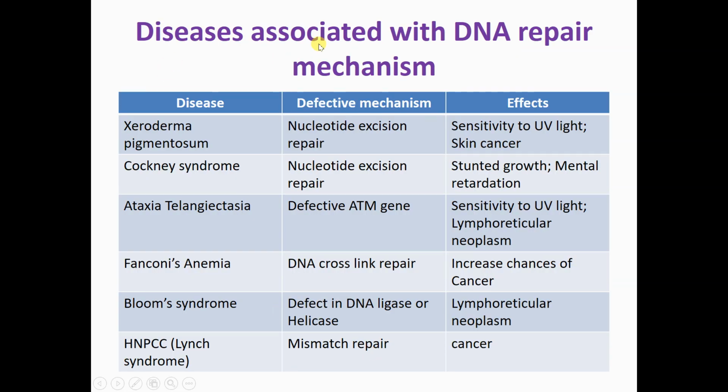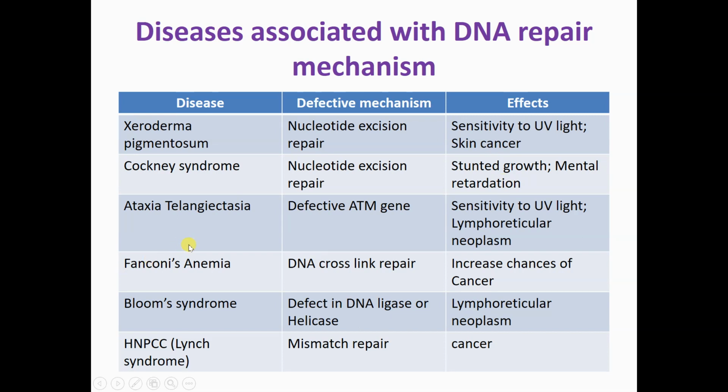Now, which are the diseases associated with DNA repair mechanisms? Suppose this DNA damage cannot be repaired, or suppose there is a defect in the DNA repair mechanism, it may lead to certain disorders. As examples, two disorders, xeroderma pigmentosum and Cockayne syndrome, both occur due to a defective nucleotide excision repair mechanism. Xeroderma pigmentosum occurs due to sensitivity to UV light and can lead to skin cancer. Cockayne syndrome leads to stunted growth and mental retardation.